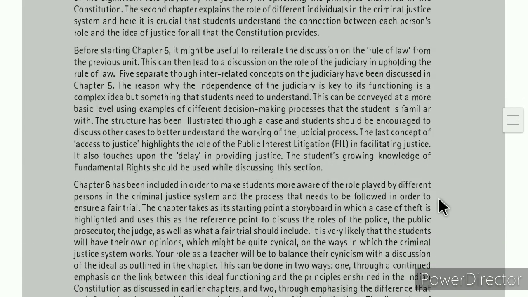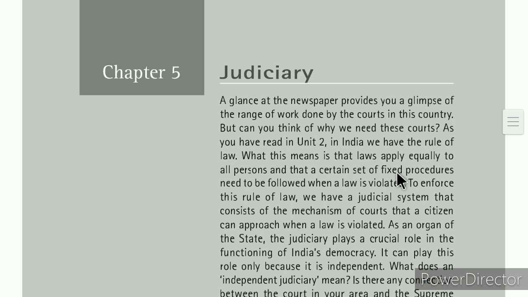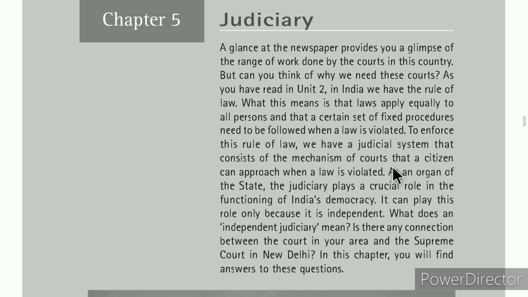Here you can find the judiciary. The judiciary is a very important topic in politics, in political science. It is a very important part. What is the judiciary? A glance and glimpse is what we are going to study about it. The mechanism and systematic function of the judiciary, everything we will study in detail.